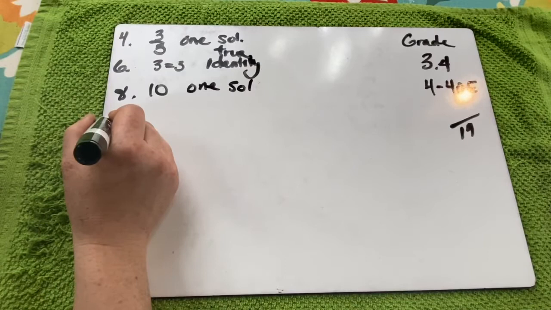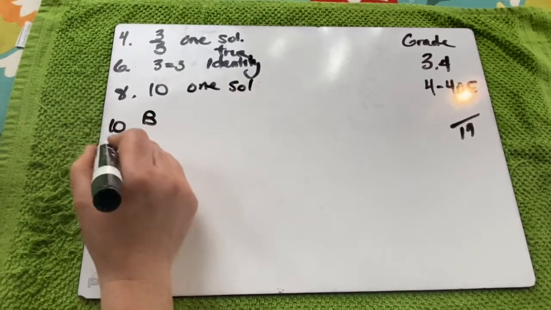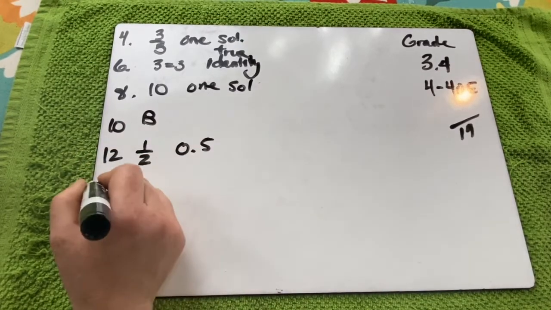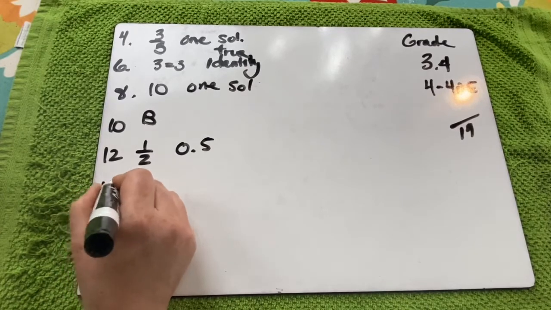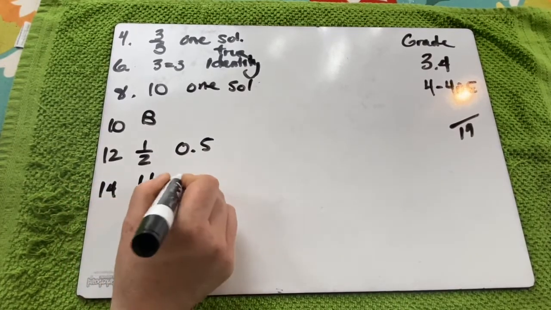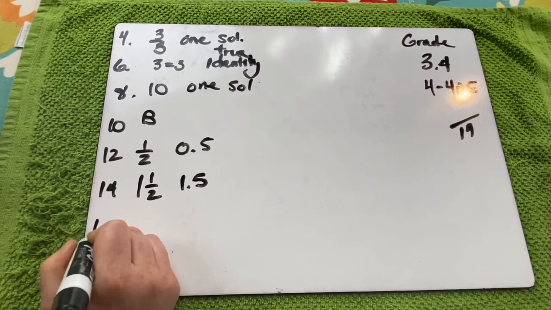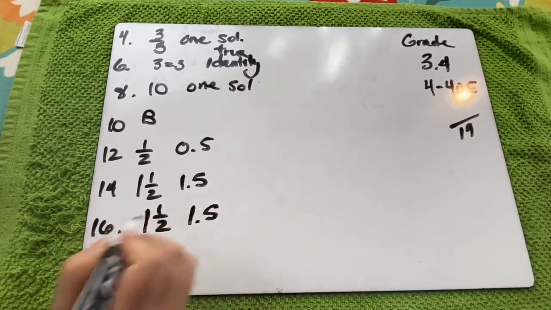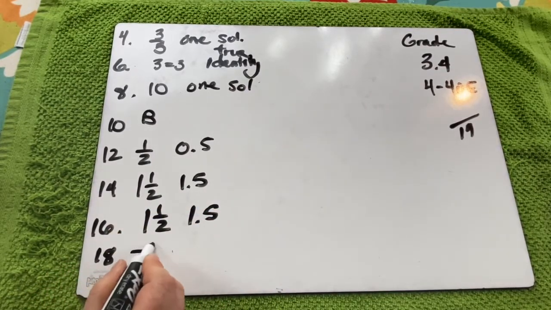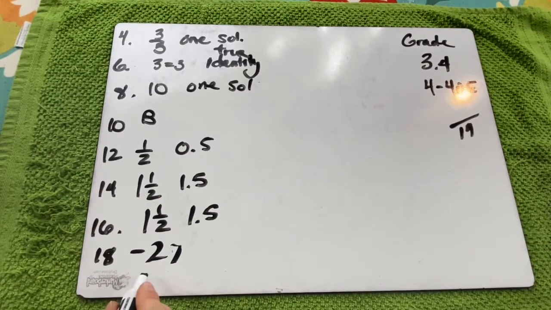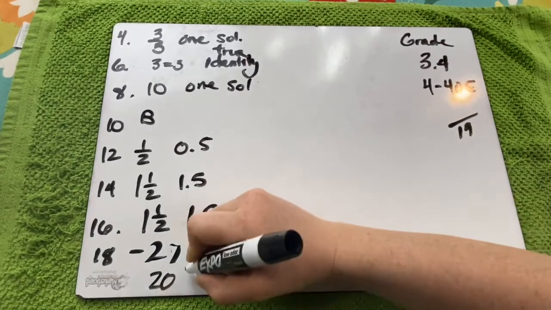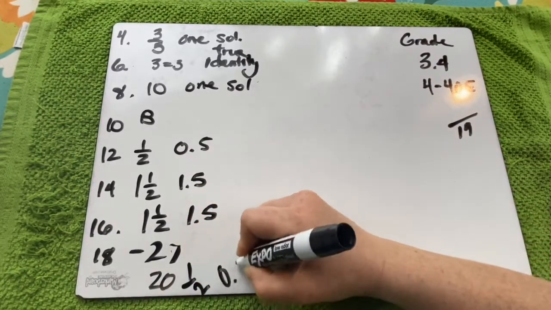Okay. Number 10 is B. Number 12 is 1/2, or 0.5. Okay. Number 14 is 1 1/2, or 1.5. 16 is 1 1/2, or 1.5. 18 is -27. Solve the equation if possible. Well, that sounds fun. 20 is 1/2, or 0.5, if you have that.